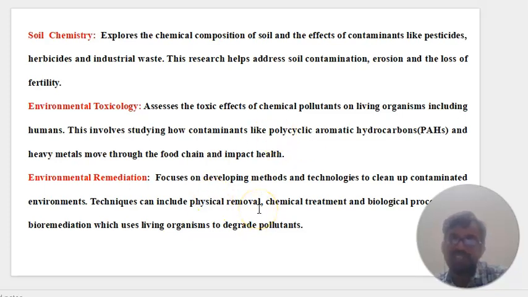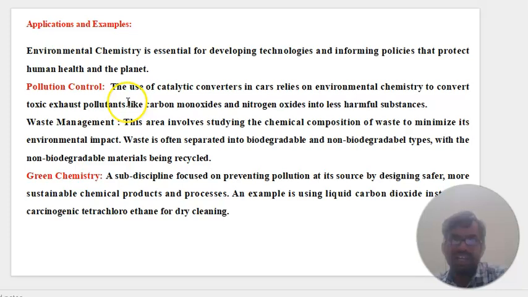Next, environmental remediation, which focuses on developing methods and technologies to clean up contaminated environments. Techniques can include physical removal or chemical treatment, and biological processes like bioremediation, which use living organisms to degrade the pollutants.